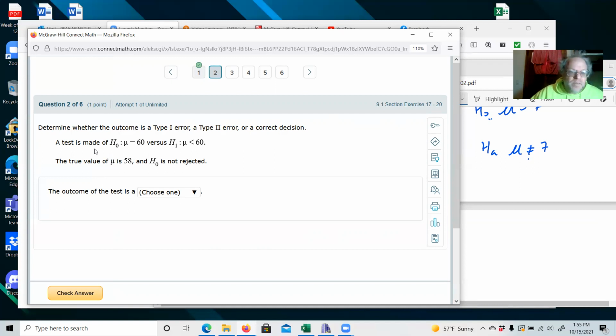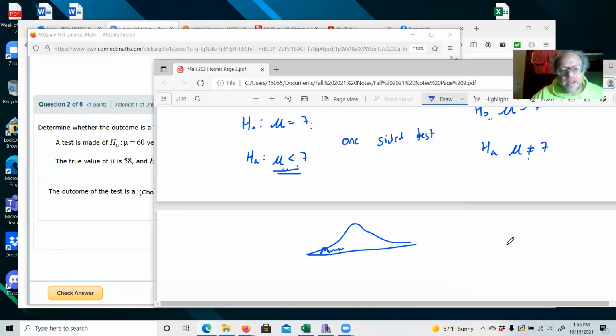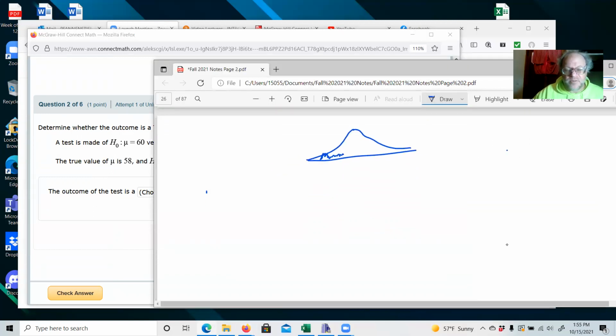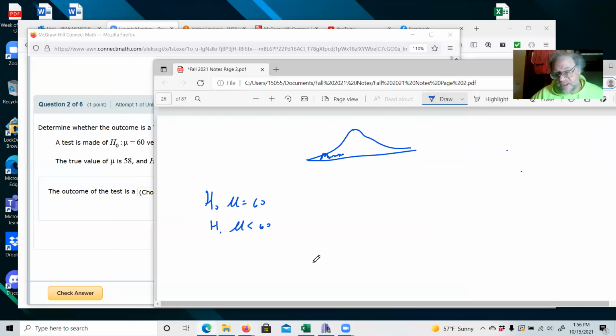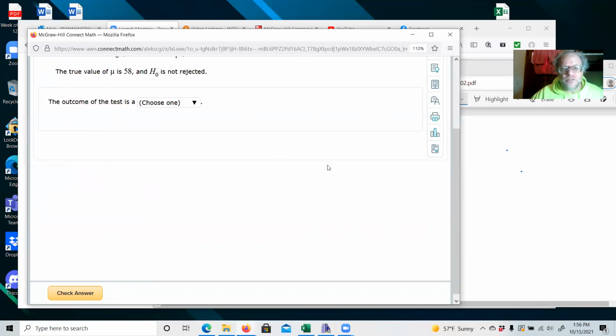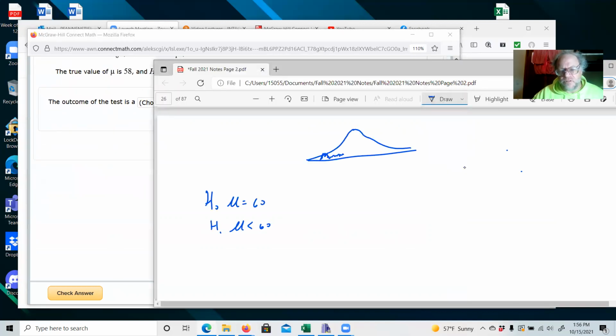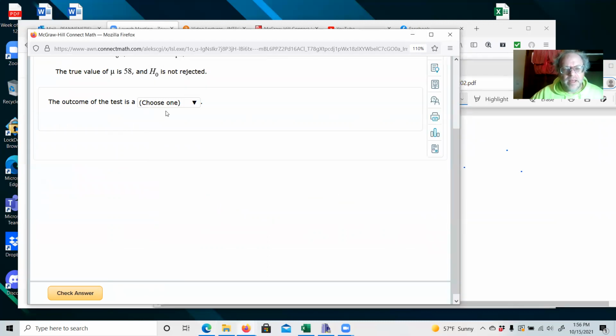Type 1 or type 2 error. So we have a test made of H0: mu is equal to 60, or H1: mu is not equal to 60. Our hypothesis is set up as mu is equal to 60, and H1 is mu is less than 60. That's what they said. So again, left tail, one-tail test, left-hand side. Same scenario we had before. But they said we have the true value of 58, and H0 is not rejected.